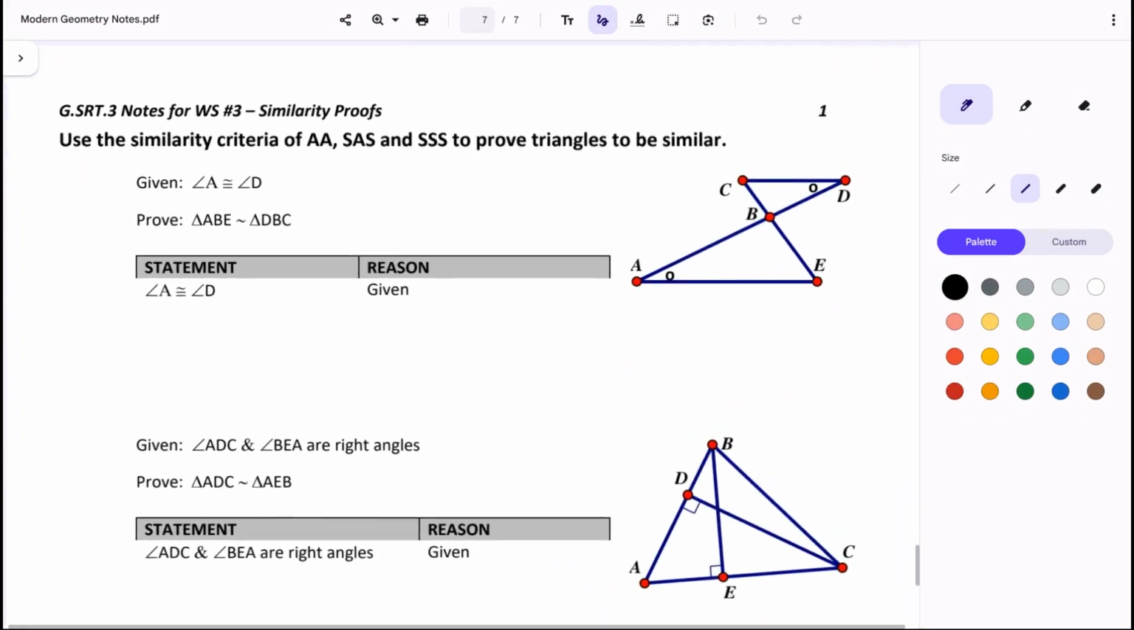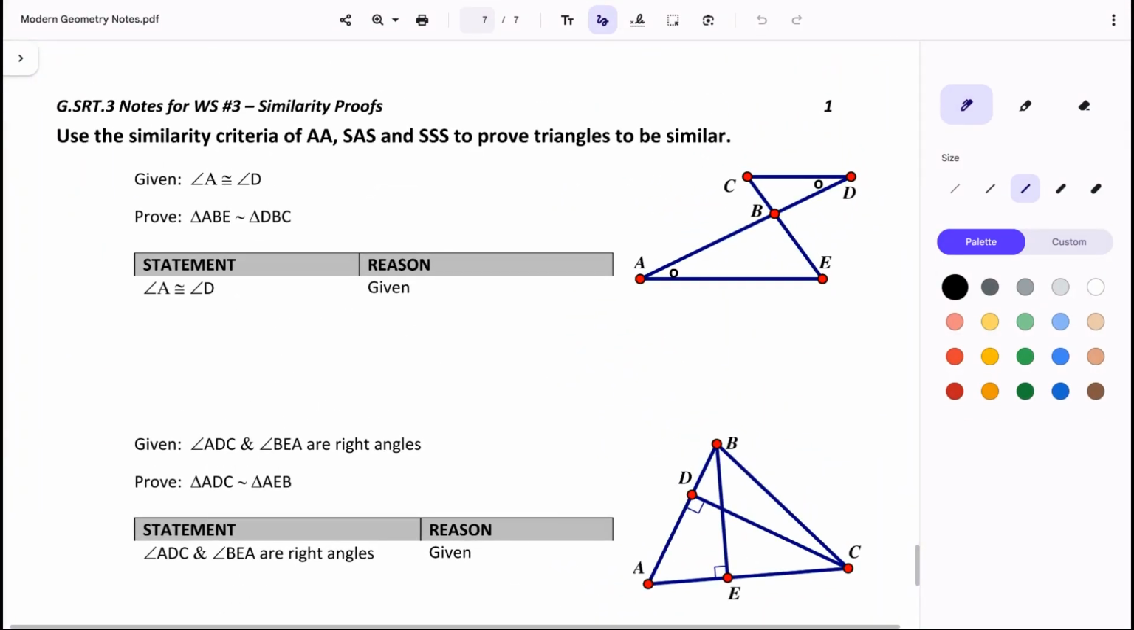All right, we should be on this page here. And we are going to be doing a little bit with proofs again today, but focusing on those similarity tests that we talked about on Friday. So side, side, side, side, and angle, angle.